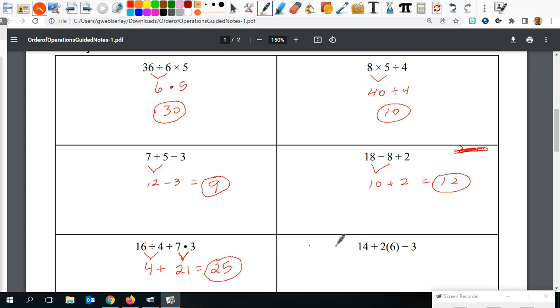So then try this one. Over here it shows us 14 plus 2. And what does that parenthesis mean there? That means to times the 2 by 6. So you'll have a times there in the middle, then the minus 3. So try that one on your own, and then we'll check your answer.